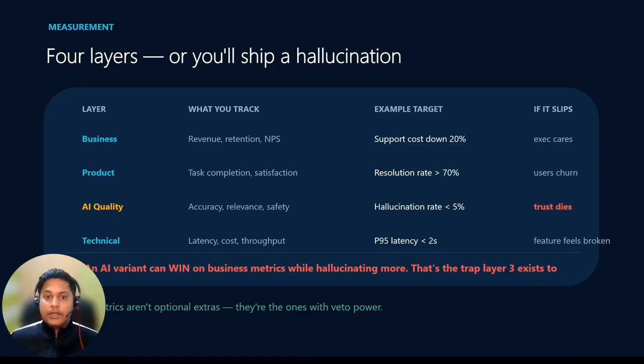Which is why layer 3 metrics are guardrails, and guardrails have veto power. This is not a scorecard where you average everything out. If the hallucination rate breaches your threshold, the variant loses, right? No matter how good the business number looks. Decide those thresholds before you start. So write them down and hold the line when the pressure comes. Okay.